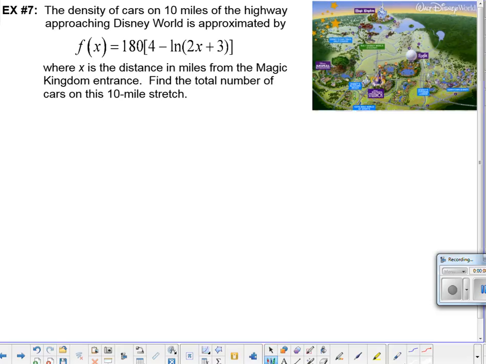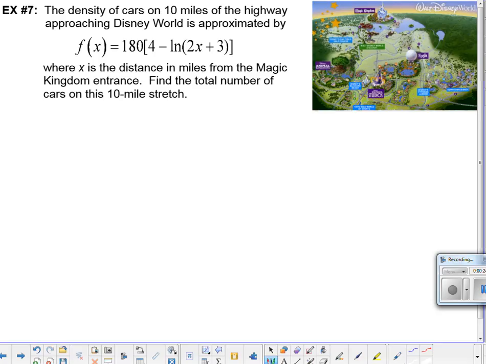Okay, so this is section 7.1 and finishing up 7.1, this is example 7, the last example on your notes. And a nice little word problem here. We're going to Disney World. How about it? Let's read the problem.